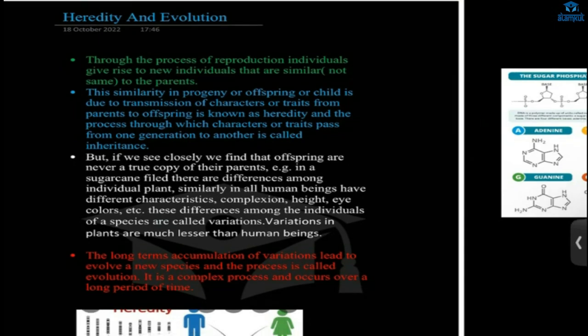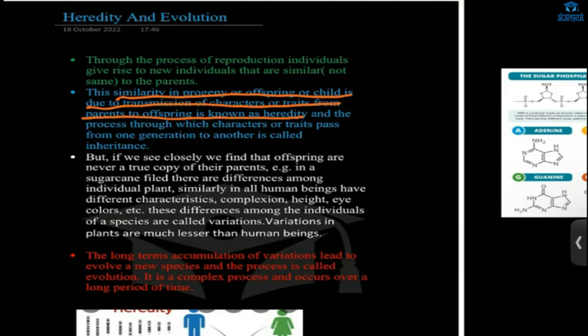So how does this happen? Through reproduction, which we have learned in previous class. So from parents only we get traits. The similarities in progeny, our offspring or child, is due to transmission of characters or traits from parents to offspring, is known as heredity. We are similar or different to our parents, right? That transmission is known as heredity, and that process is known as inheritance.